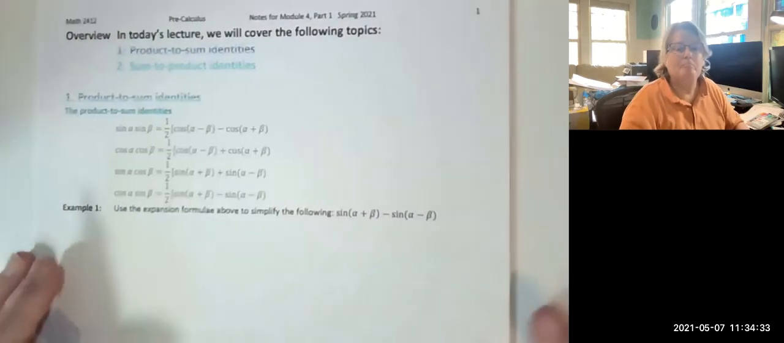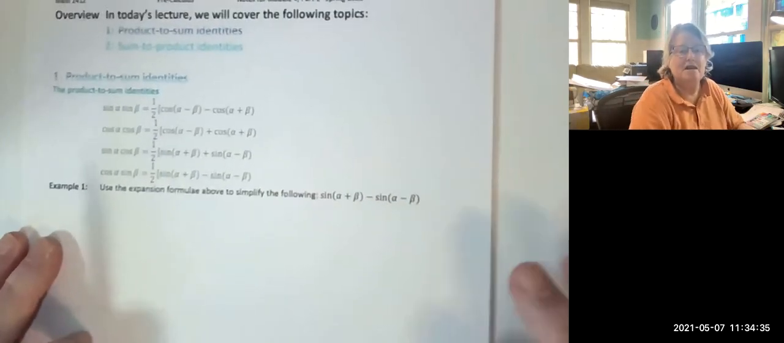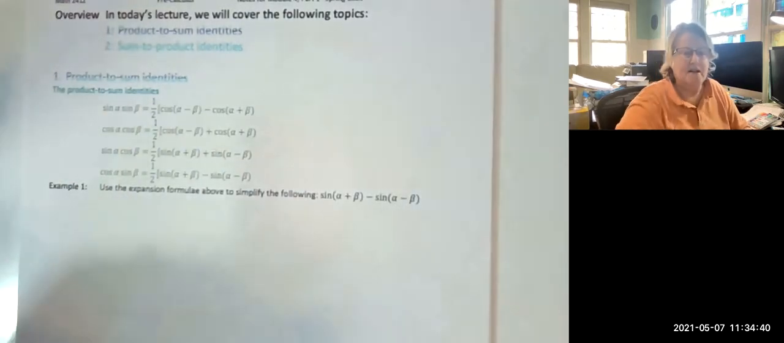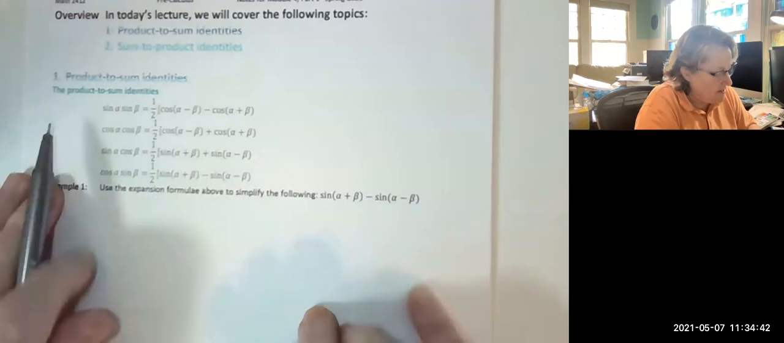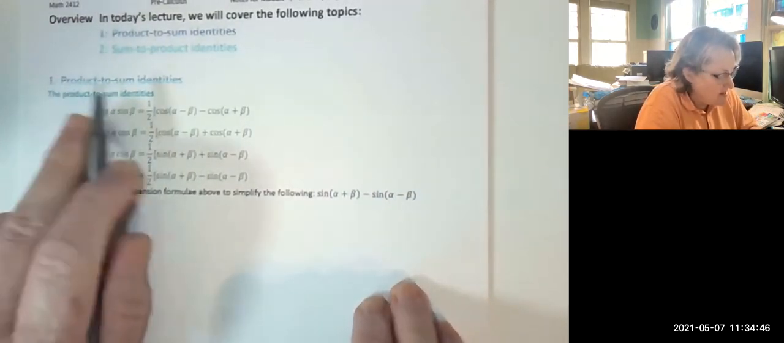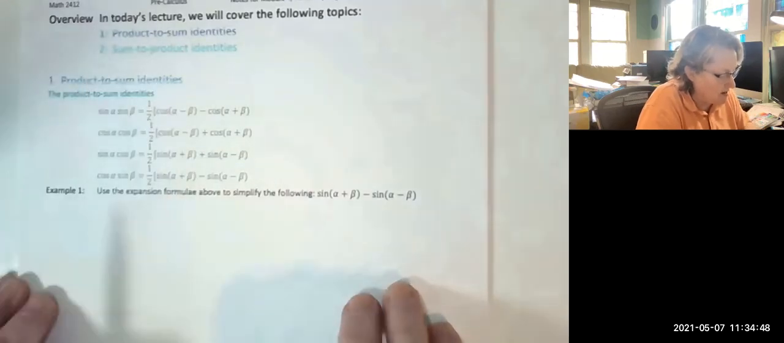Hey, everybody. So today we're looking at trig identities. We've been looking at identities for a while now. The identities that we're studying today are the product to sum, and then we'll see the sum to product.